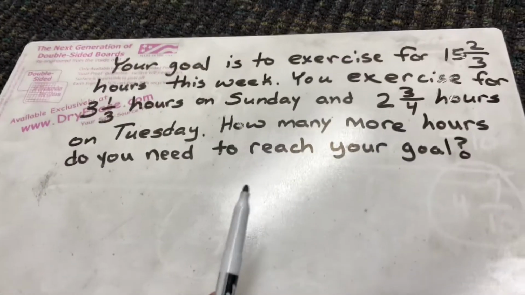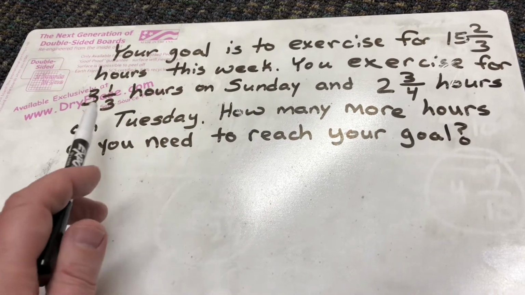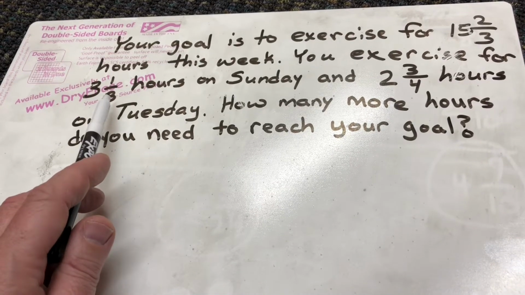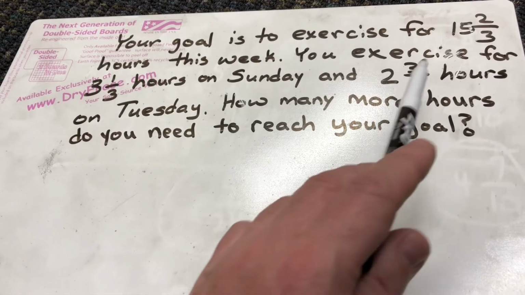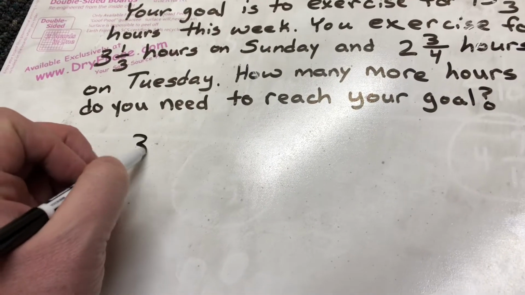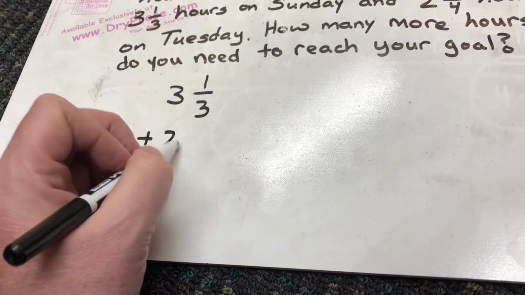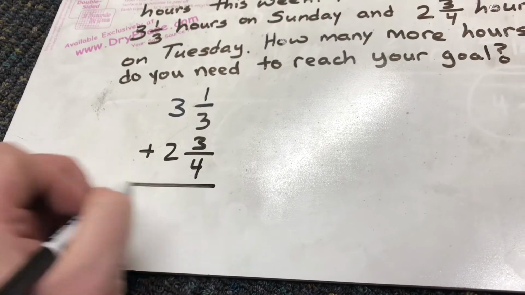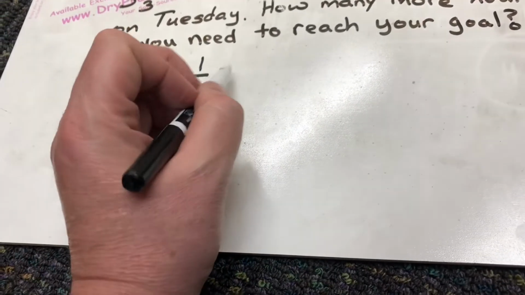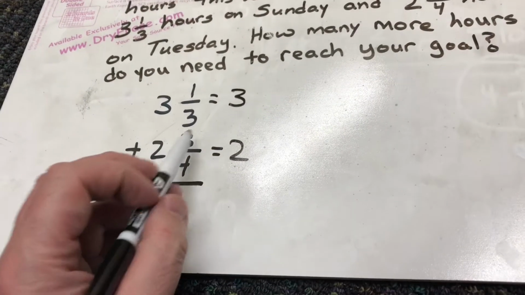Well, there's a couple ways I can do this, but I'm going to opt to figure out how much I've exercised so far, because I did 3 1/3 hours on Sunday and 2 3/4 hours on Tuesday. That seems like an addition problem to me: 3 1/3 plus 2 3/4 to figure out how much I've done so far. Well, I want to find a common denominator. I'm looking at 3 and 4.